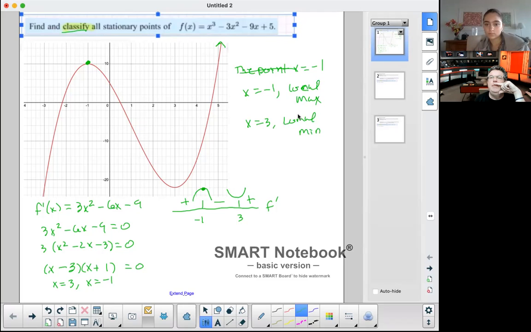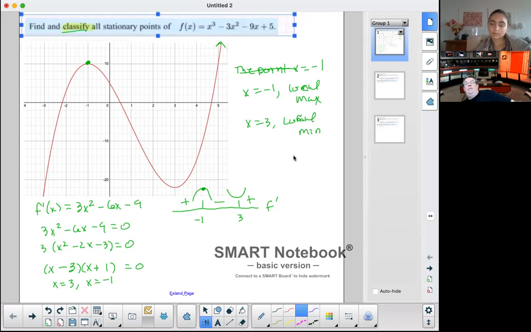Why do I keep putting an m there? Local min. You could also say local max at x equals -1, local min at x equals 3. Okay. So you have found and classified the stationary points. Perfect. Thank you. Does that make sense? Yeah, it does.